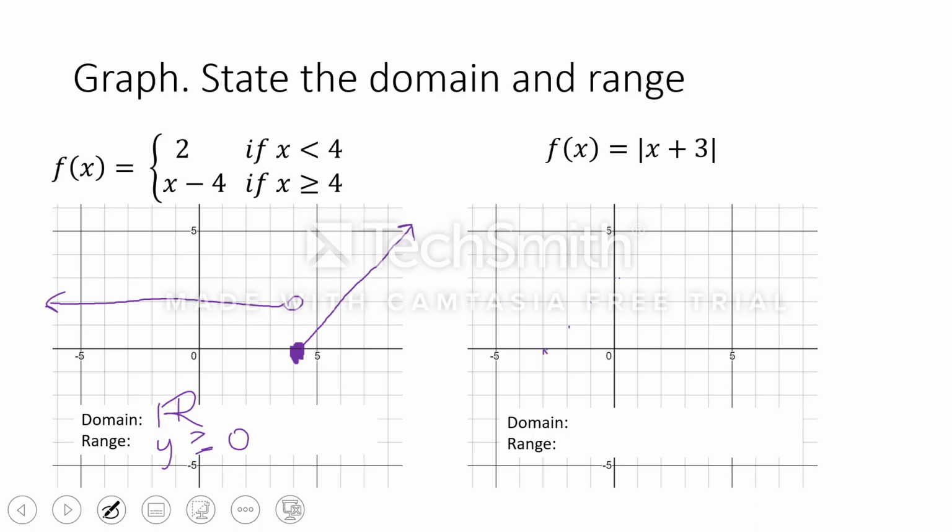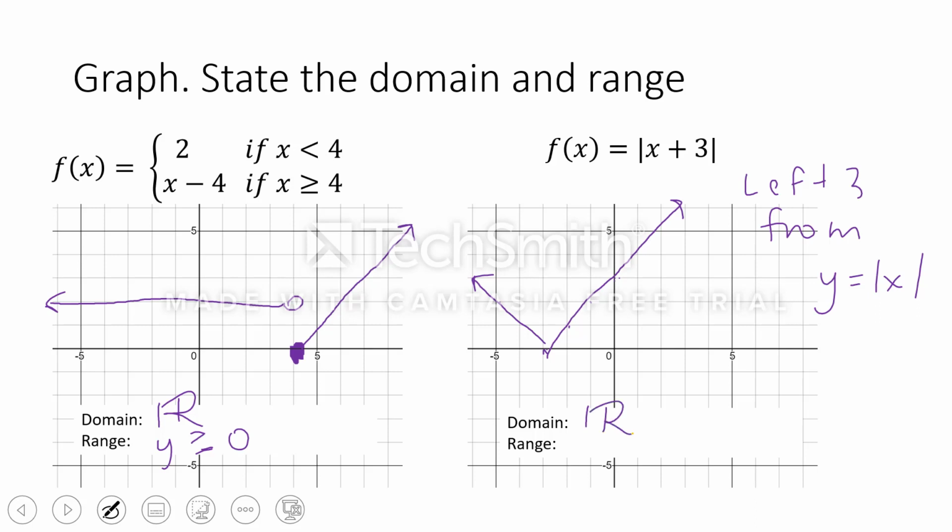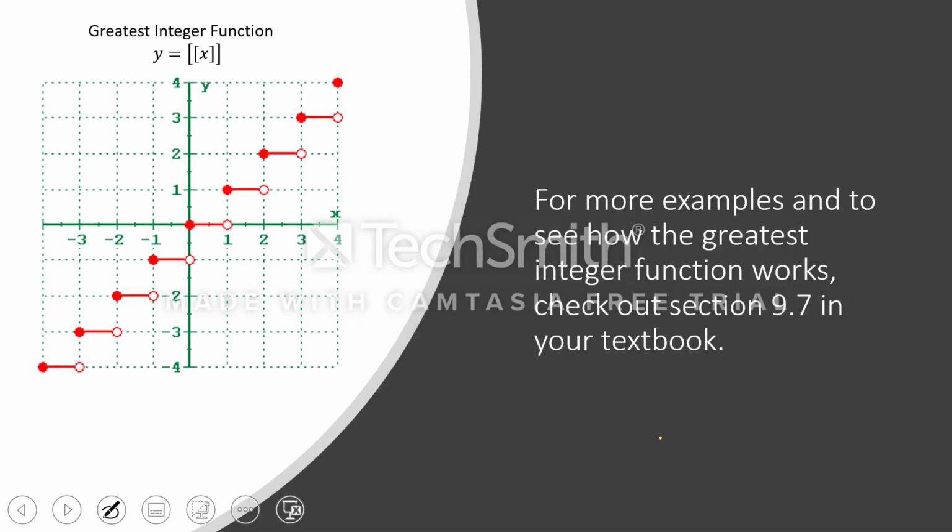So you can see that this is going to look just like the absolute value graph, except it's been shifted over. Notice that it's been shifted left. That's a lot like what we saw with our transformations of quadratic functions. So again, here my domain is all real numbers, and my range is the same, greater than or equal to 0. Okay, in section 9.7, you'll see more examples, and you'll see this cool greatest integer function, which we don't have time for here, but is a cool function to check out if you're interested.